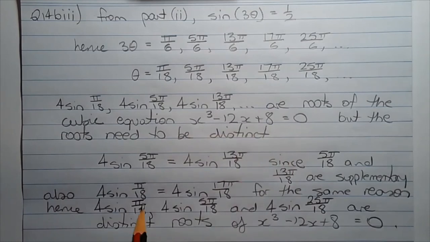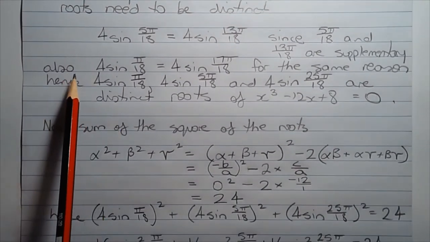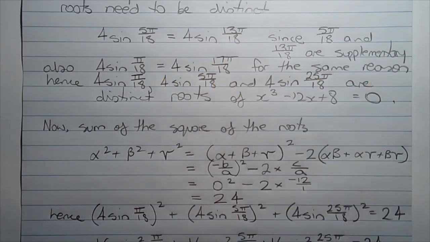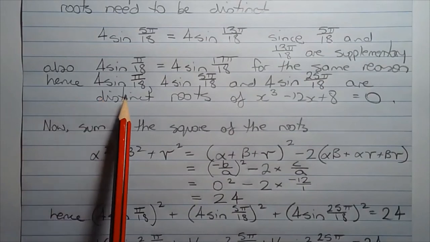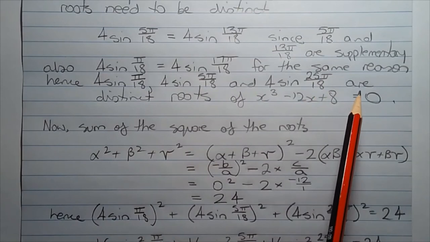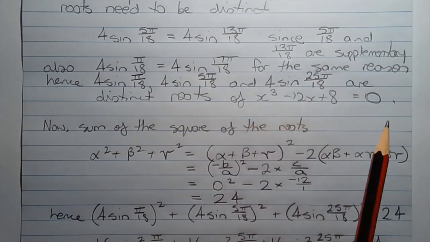Now 4 sine 5 pi over 18 is equal to 4 sine 13 pi over 18, since 5 pi over 18 and 13 pi over 18 are supplementary. This is a quadrant 1 angle, this is a quadrant 2 angle. Also, 4 sine pi over 18 is equal to 4 sine 17 pi over 18 for the same reason. Hence, 4 sine pi over 18, 4 sine 5 pi over 18, and 4 sine 25 pi over 18 are distinct roots of the equation x cubed minus 12x plus 8 equals 0.